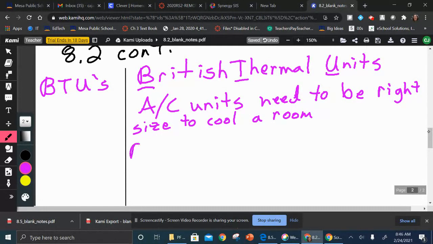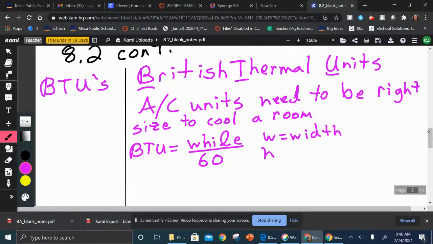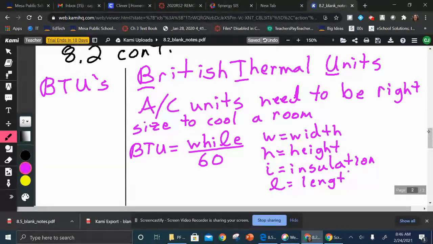or heat the room. Okay, so the formula that we use for this, everybody, is W times H times I times L times E, over 60. 60 is just part of the formula for this. W stands for the width. H stands for height. I stands for the insulation. L is the length. And E is the exposure.